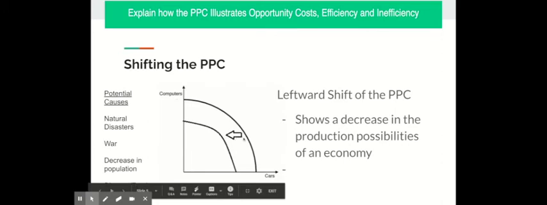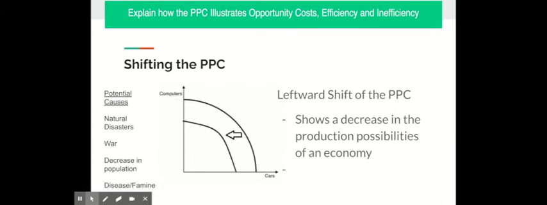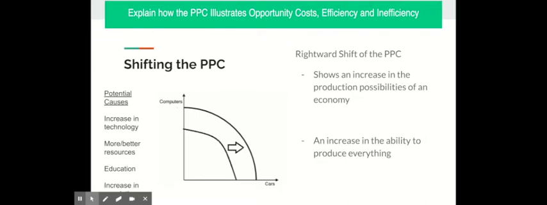A decrease in the population, which could be caused by emigration, people leaving the country. If people leave your country to go live somewhere else, you won't be able to produce as many goods or services. And then finally, disease and famine could also cause the same issue. If you don't have enough food to go around, then you're not going to have enough people that are healthy enough to be working. All right, the opposite.